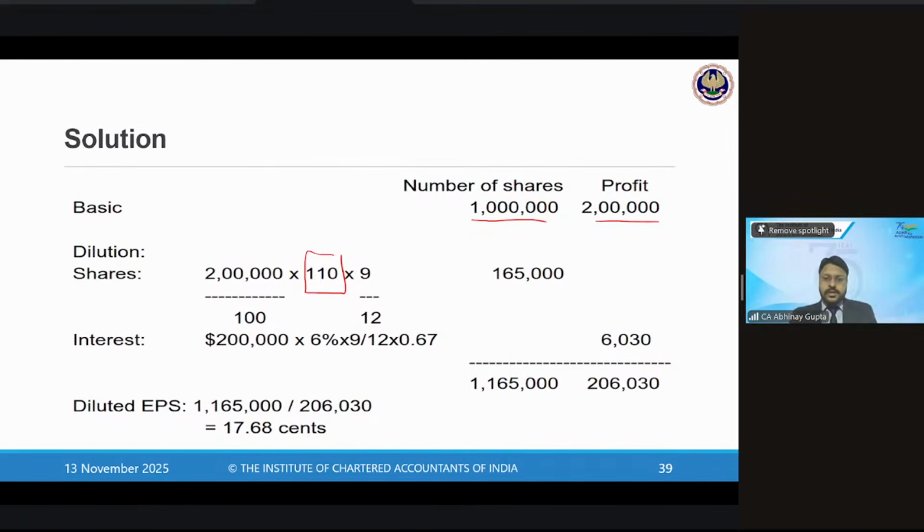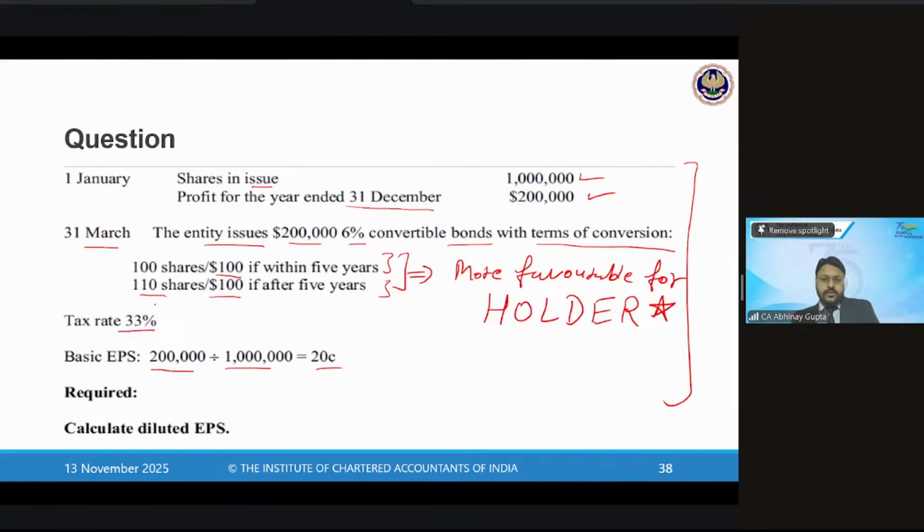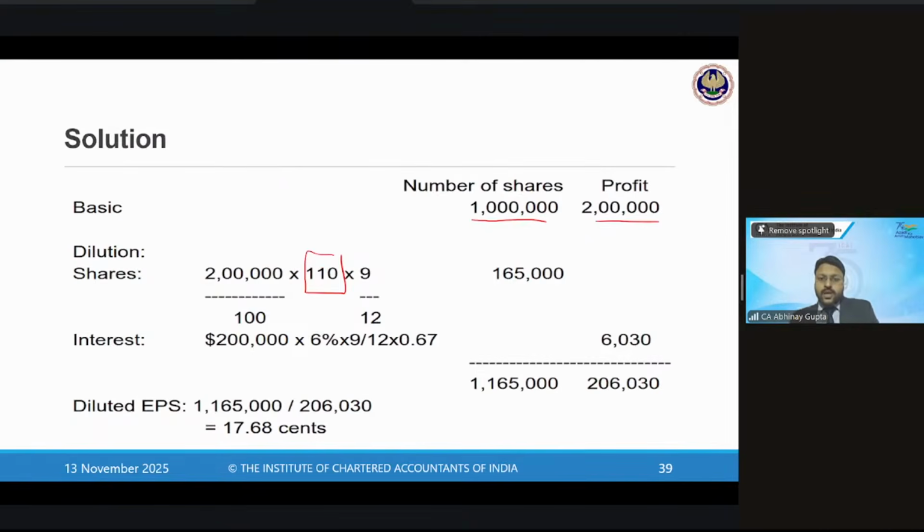Then 2 lakh was the value of the convertible bonds, so divide by 100, and 2000 was the number. Into 110, into the weight, 9 by 12 for the period. So it gives me 1,65,000. So the total number of shares in the denominator is 11,65,000. And on 2 lakh bonds, 6% interest for the 9 months, into the tax adjustment.